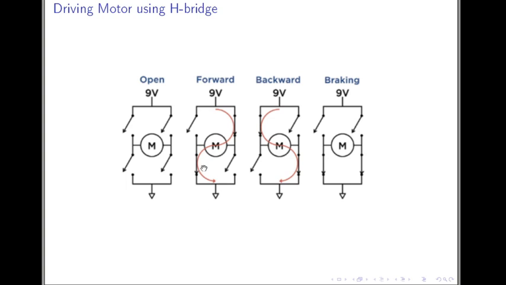So the H-bridge has 4 switches, and by connecting these 4 switches we are changing the direction of the motor. So it has 4 states. The first one is open, second one is forward, third one is backward, and fourth one is braking. So in open, in fact the motor does not move. In the forward direction, the motor is moving in one direction, while in backward direction the different switches are on, and the motion is just opposite of the previous, and in braking position only one is connected.